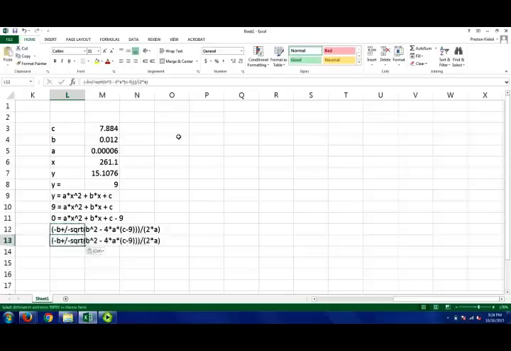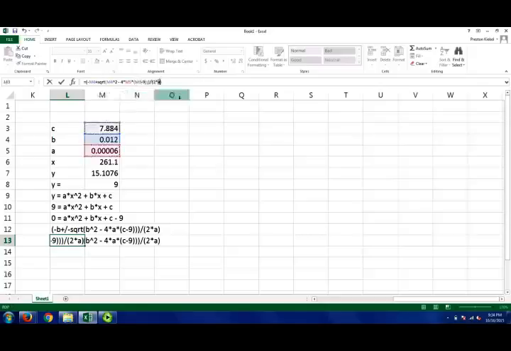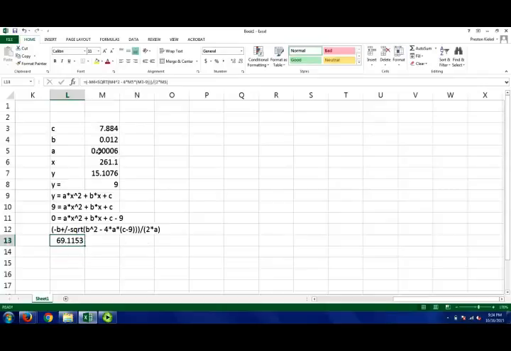So let's go ahead and actually compute that. Stick an equal sign in front of it. Every place where I say B, I'm going to click on that cell. And I'm going to do the plus part first, and I'll do the minus part second. 4 times A times C minus 9, 2 times A. And boom, that's a solution. So if it's got 9% female police officers, probably it's got 69.1 thousand people living there.